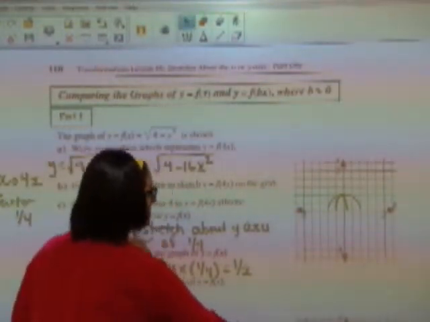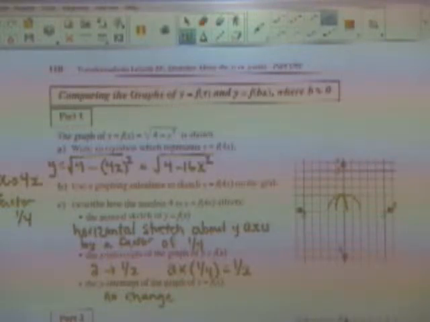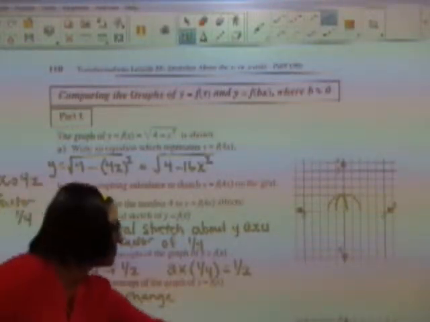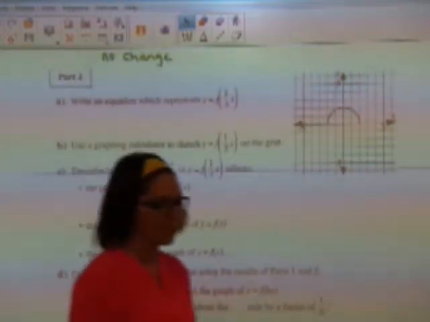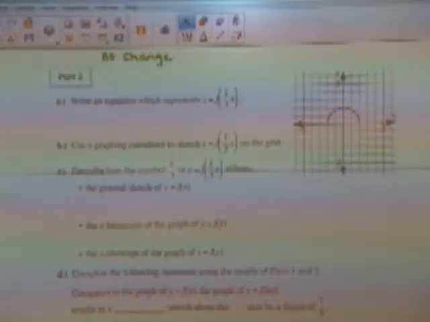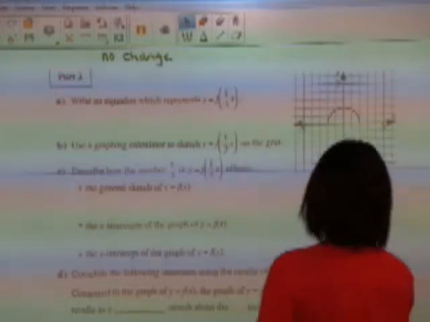So then we'll look at one more. So if we look at y equals f of 1/3 x, what would my equation look like? What would my equation be? Y equals what?